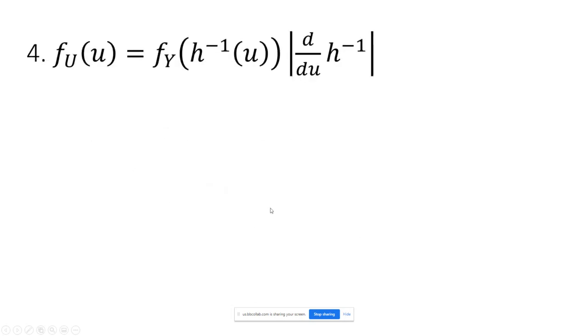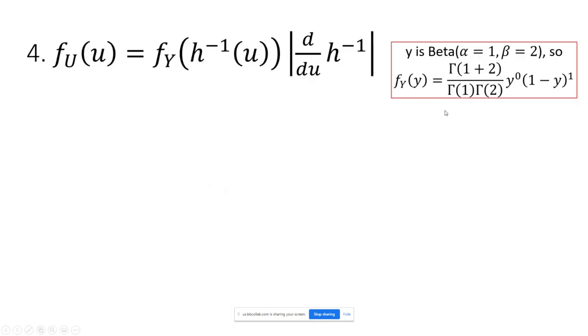So then putting it all together, we had that y had a beta distribution with alpha equal to 1 and beta equal to 2. So we know the density function for y. And notice that now step 4 is the first time we're actually using the density function for y. Before, all we were using was the range of possible values for y.